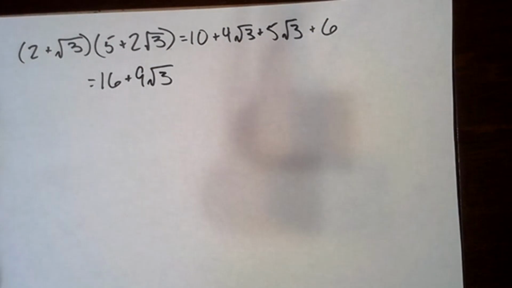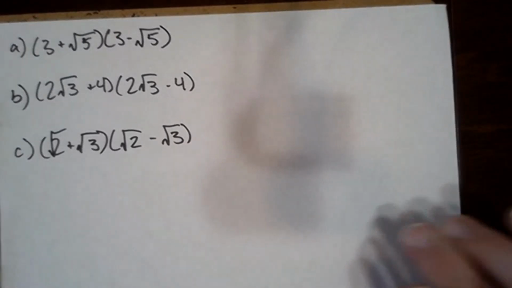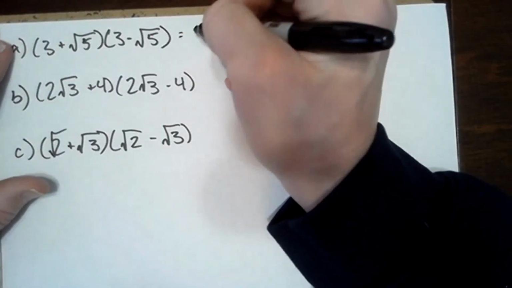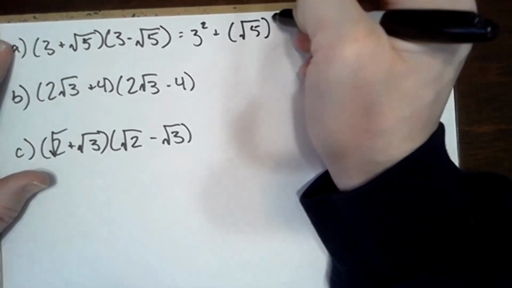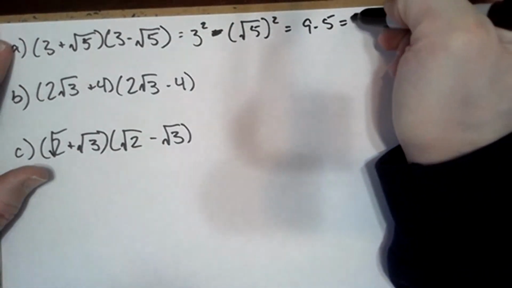Next up. Here, we're going to multiply these conjugate pairs. We've got 3 plus the square root of 5 times 3 minus the square root of 5. Well, that's going to give us 3 squared minus the square root of 5 squared, which is 9 minus 5, which is 4.